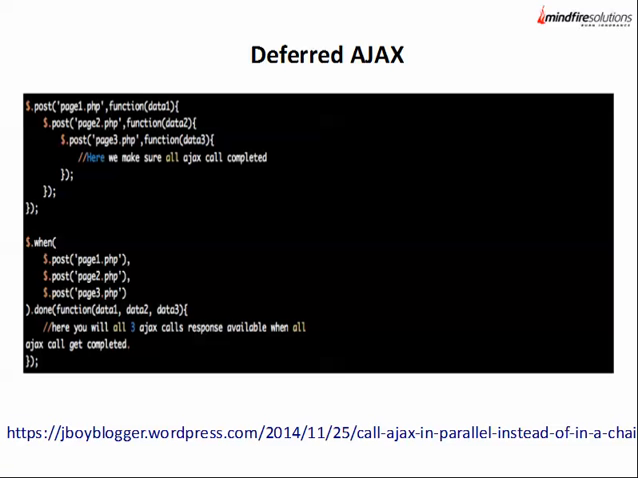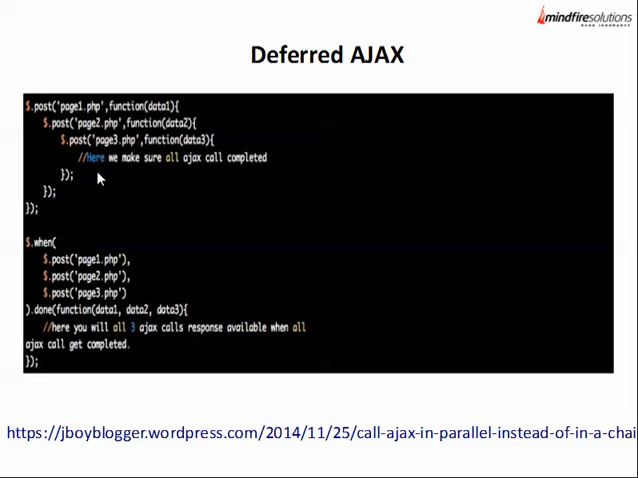Normally how it works: you post page 1, then if it is finished, we call page 2, then if it is finished, we call page 3. Suppose we have a three-step registration process. If the first one is completed, we call the second. If the second is completed, we call the third in the Ajax. So page 2 is unnecessarily waiting for page 1, and page 3 is waiting for page 2. That is unnecessary waiting time.